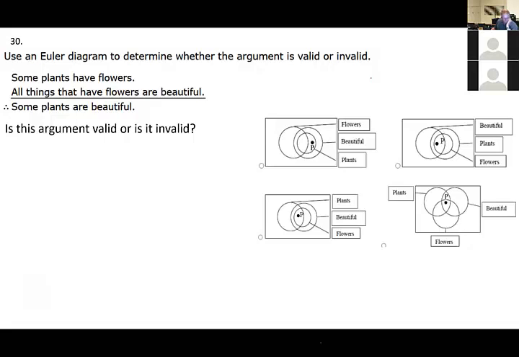Number 30, another Euler diagram. It says some plants have flowers. All things that have flowers are beautiful. Those are the premises. That's what you're assuming to be true. And the conclusion would be, therefore some plants are beautiful. And you want to know if that argument's valid or not.